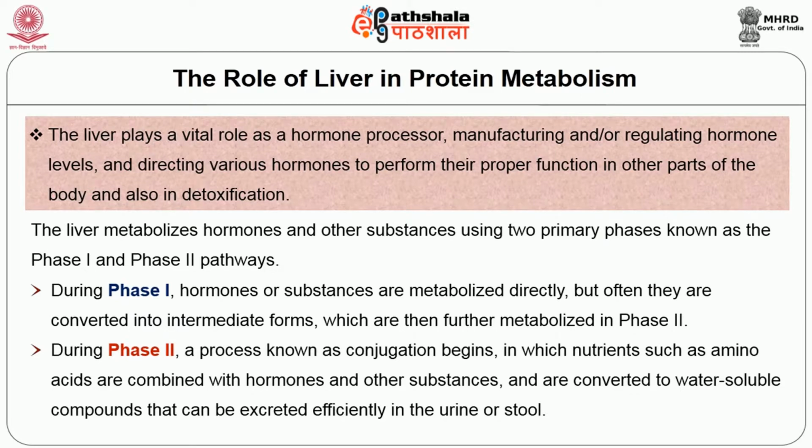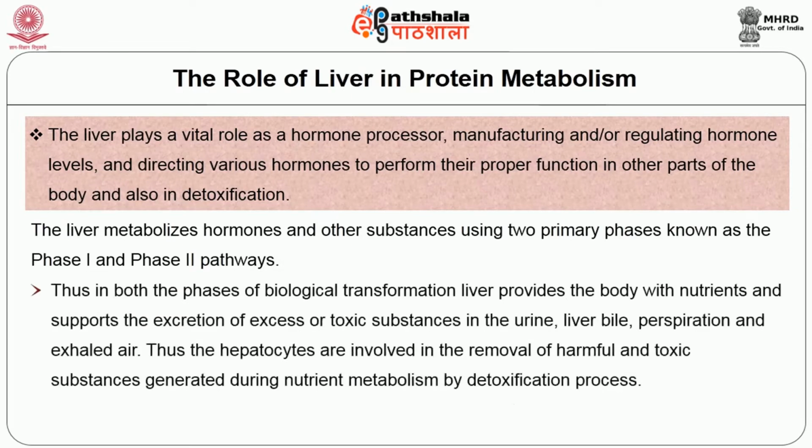During phase 2, a process known as conjugation begins, in which nutrients such as amino acids are combined with hormones and other substances and are converted to water-soluble compounds that can be excreted efficiently in the urine or stool. Thus, in both phases of biological transformation, the liver provides the body with nutrients and supports the excretion of excess or toxic substances in the urine, bile, perspiration and exhaled air. Thus, the hepatocytes are involved in the removal of harmful and toxic substances generated during nutrient metabolism by detoxification.